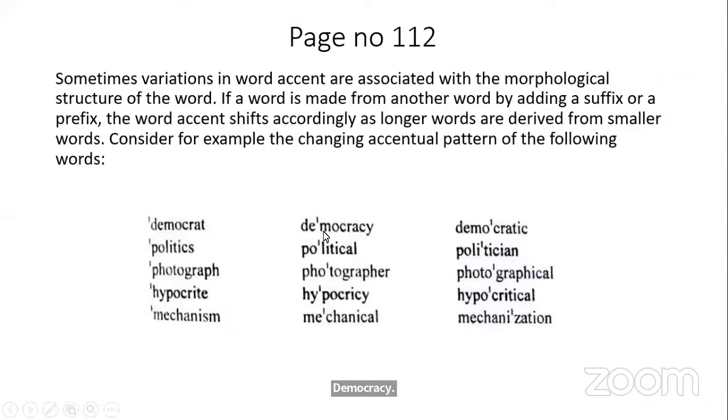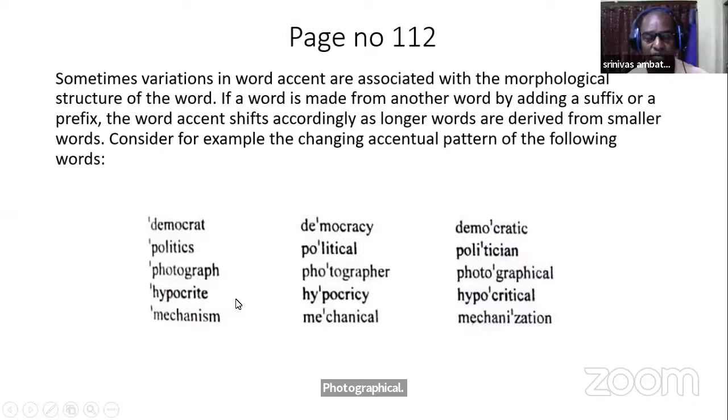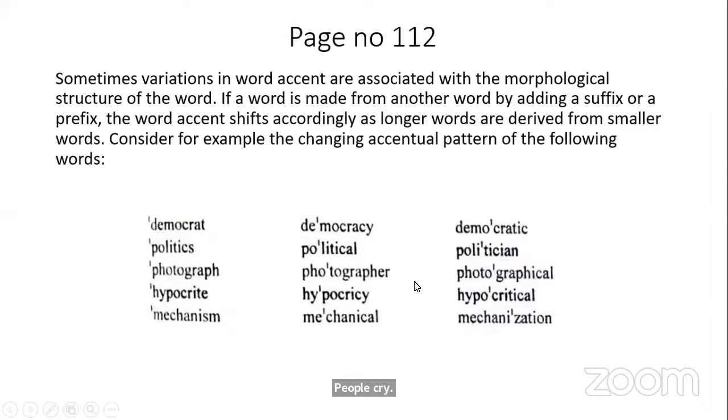Democracy. Observe the change. Democracy. Third, democratic. Are you observing the change? Yes, sir. The second line? Politics. Then political. Politician. Third, photograph. Photographer. Photographical. Graphical. Fourth, hypocrite. Hypocrisy. Hypocritical. Right. Fourth, next.